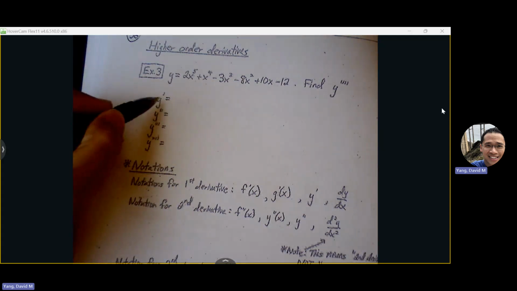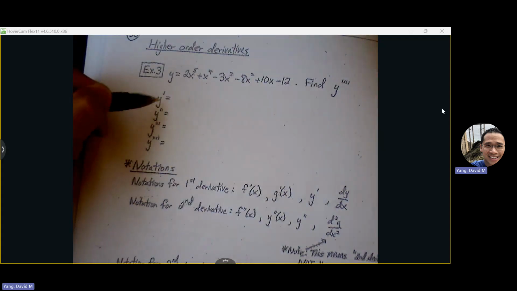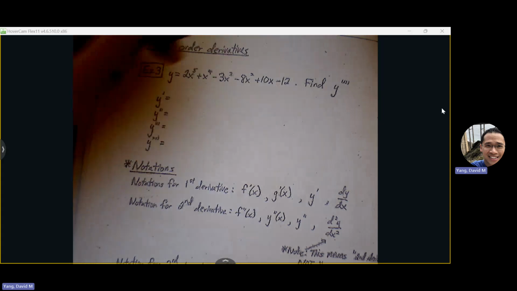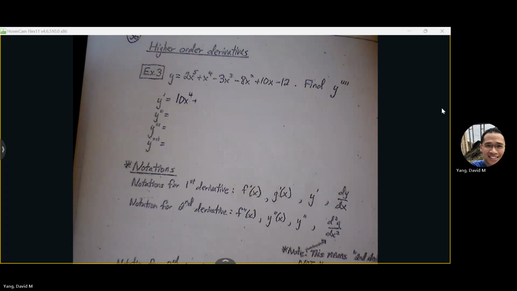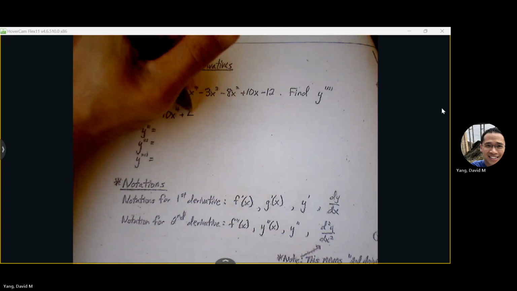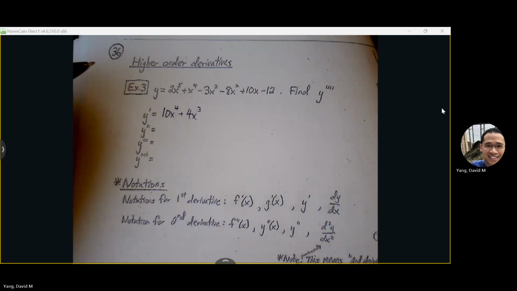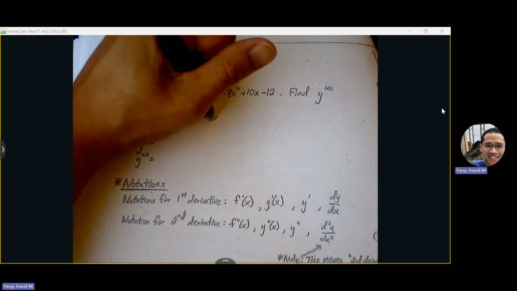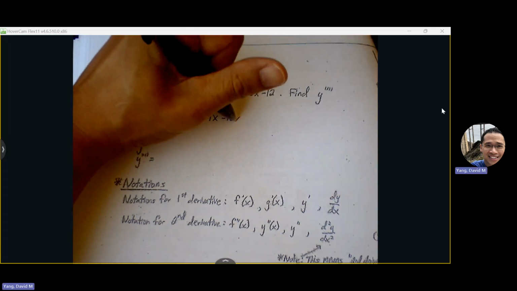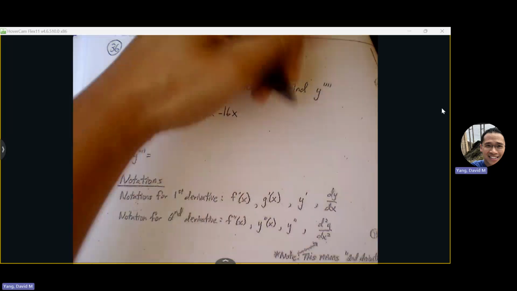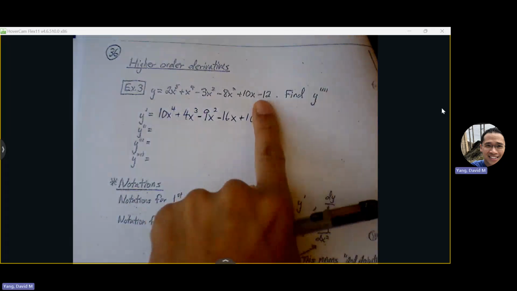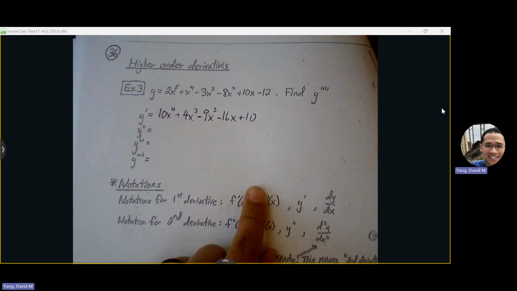Can we find y prime? And then to find y double prime, we just treat what we see as the original problem and just keep on going through the derivative process. So y prime here, we get 10x to the fourth plus 4x cubed minus 9x squared minus 16x. And what about the last two terms here? 10x becomes 10. And then the negative 12 becomes 0. Okay. All right, keep going.